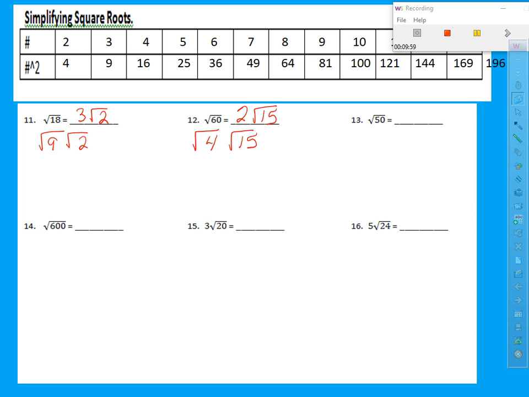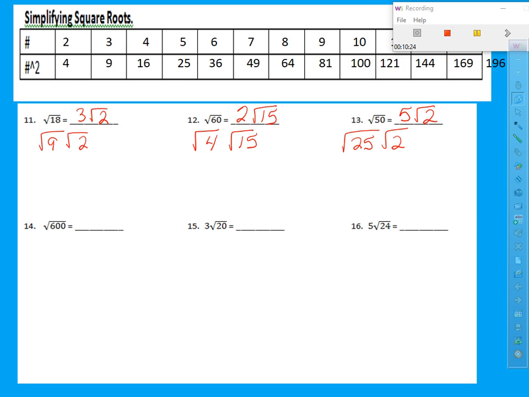Number 13: 50, 75, 100, 125. Those are nice numbers to work with because 25 goes into all of them. Think about if you had 2 quarters in your pocket. You would have 50 cents. Well, the square root of 25 is 5. The square root of 2 is the square root of 2.